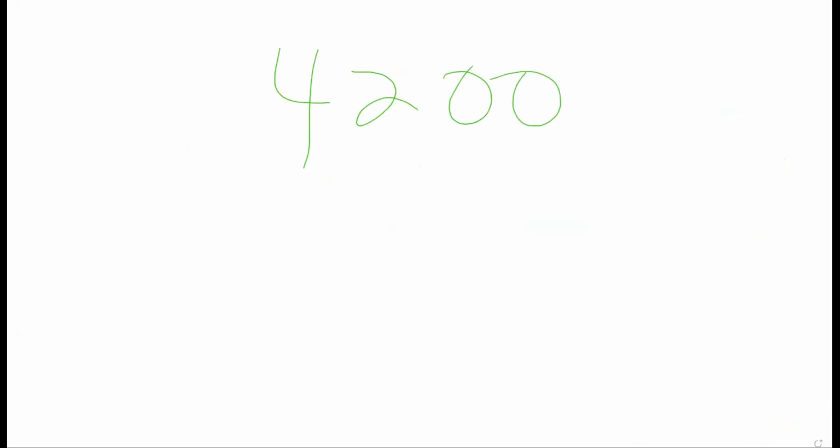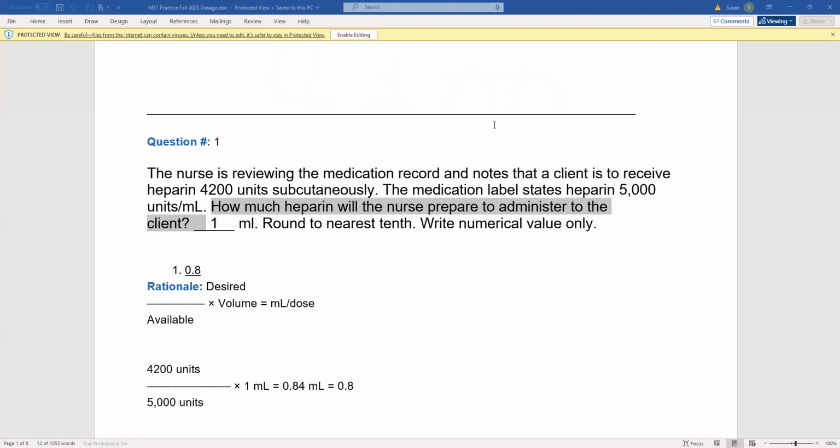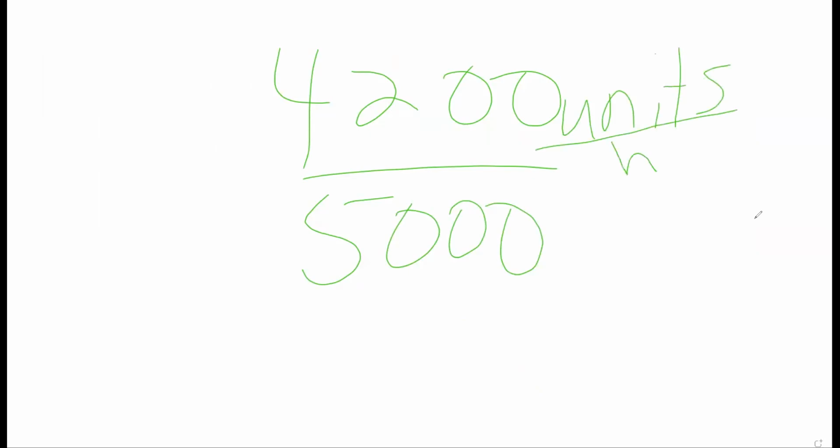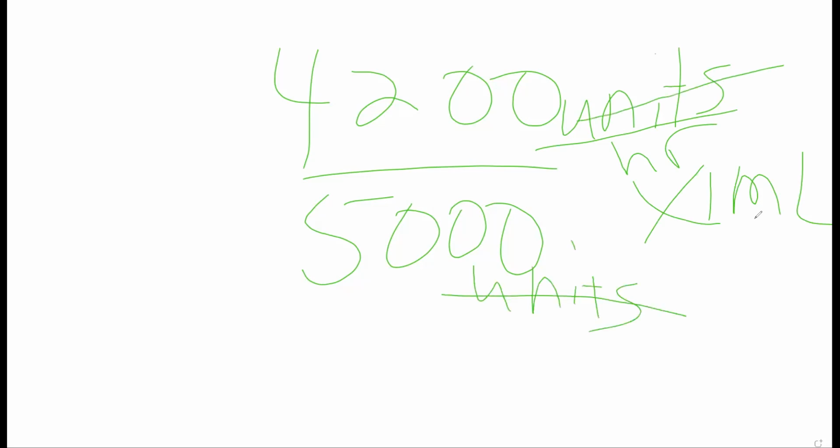Was it 42 even? Yeah, 4,200. Okay. These are both units. This is units per hour. I do shortcut math, by the way. And this is 5,000 units also. So this is going to cross out, this is going to cross out, and then you're left with mLs per hour. So now you just have to do the math.